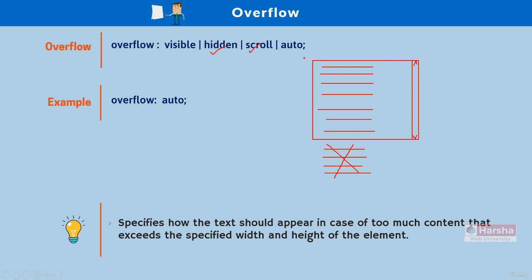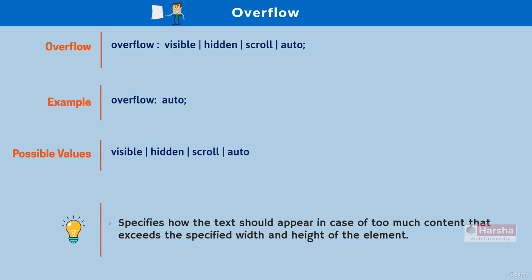So if you want to show the overflowed content outside the element, use visible. If you want to hide the overflowed content outside the element, use hidden. And if you want to always display the scroll bar, use scroll. And if you want to display the scroll bar whenever it is really needed, then use auto. The default value is visible. That means if you don't specify any value for the overflow property, then automatically it will take it as visible.